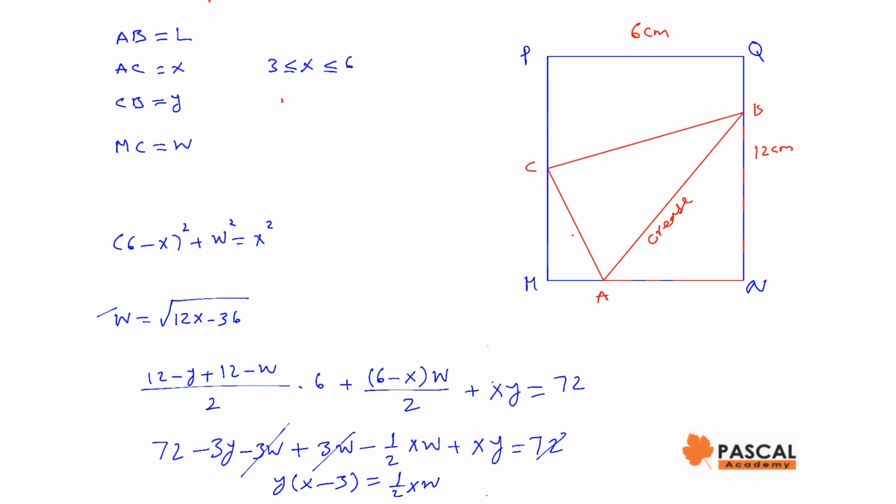A rectangular piece of paper is 12 centimeters high and 6 centimeters wide. The lower right-hand corner is folded over so as to reach the leftmost edge of the paper. Find the minimum length of the resulting crease.